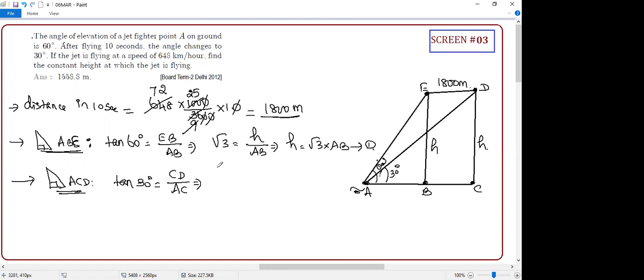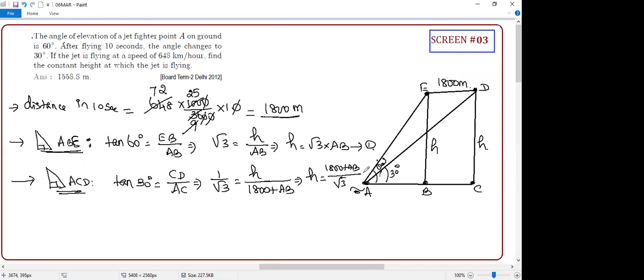Guys, these are all small things, right? If you are expert in this, the problem will be automatically solved. 1 by √3 is equal to H upon AC. AC is what, student? 1800 plus AB. So now H equals what? 1800 plus AB upon √3. This is equation number 2.